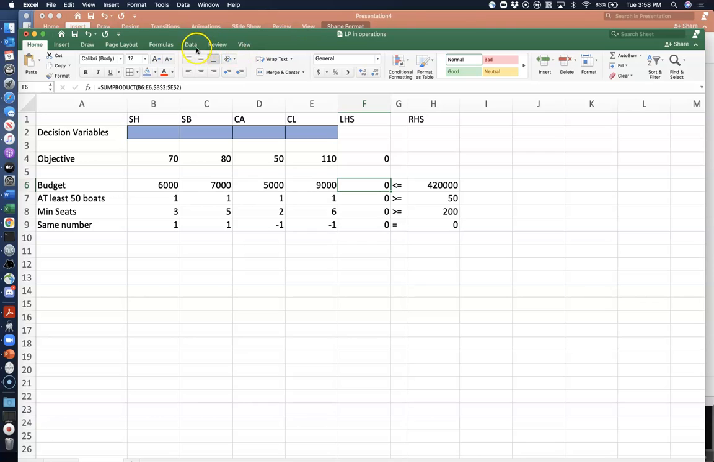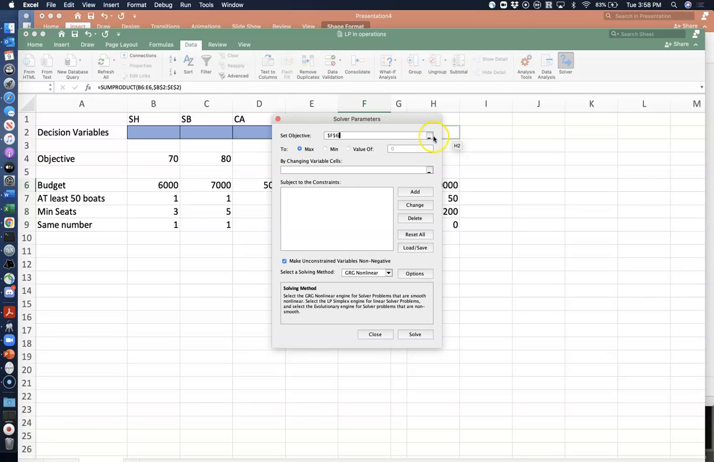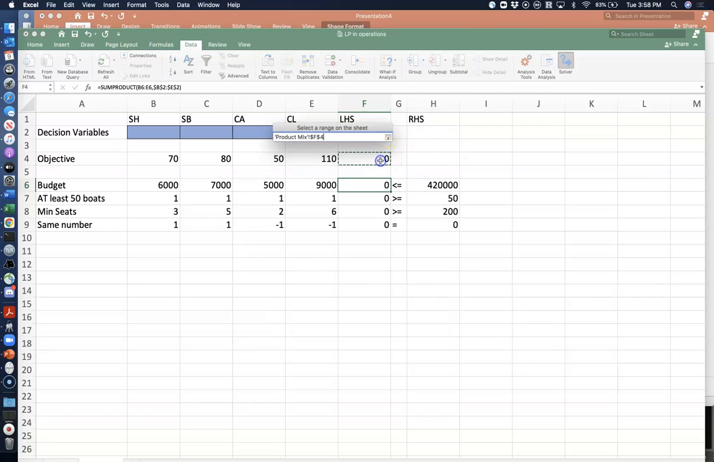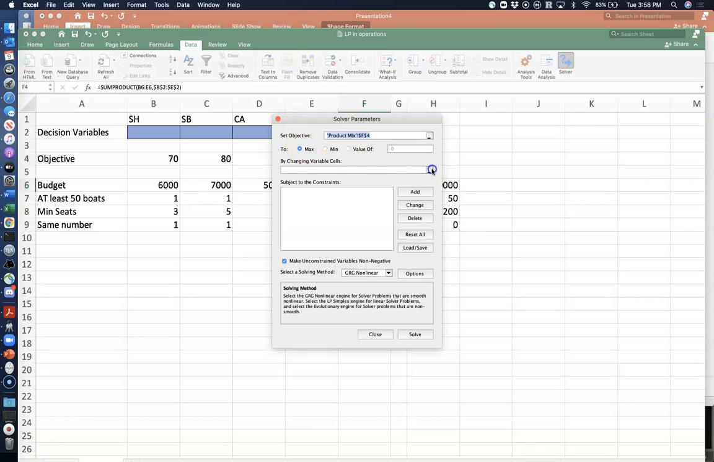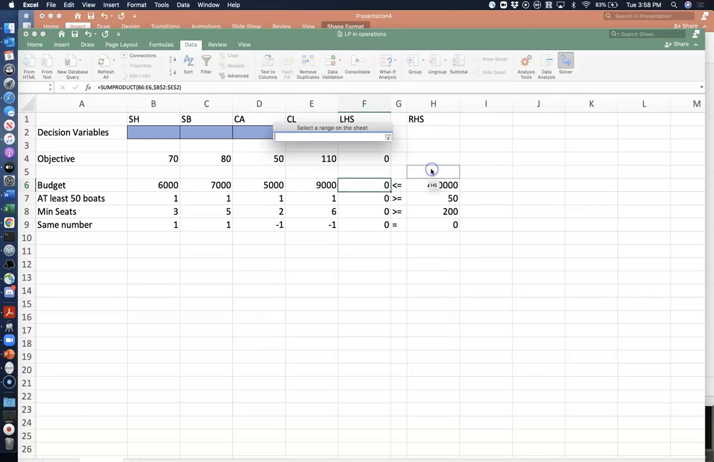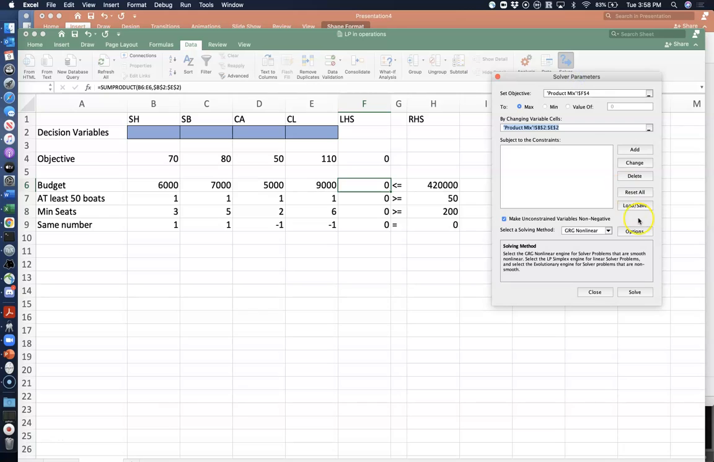Now let's put it into solver and solve it. The objective is to maximize the total expected daily profits. I'm going to leave it on maximize. The changing variable cells are these 4 cells right here. Right? So that is B2 to E2. Those are the 4 decision variables that we have.